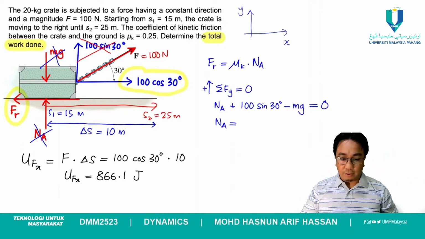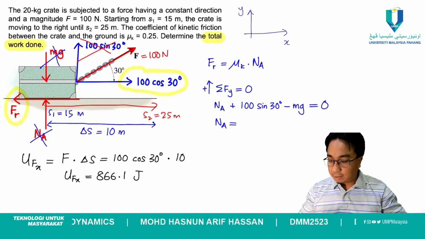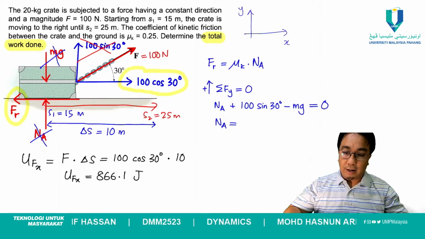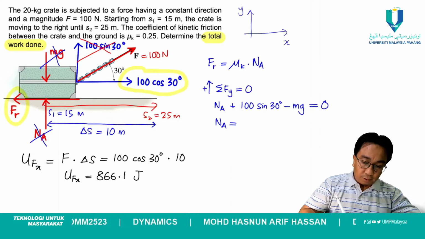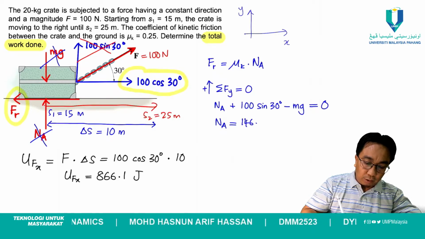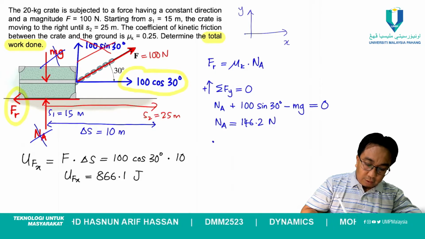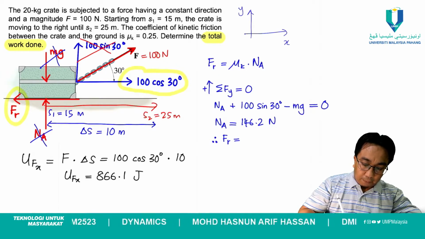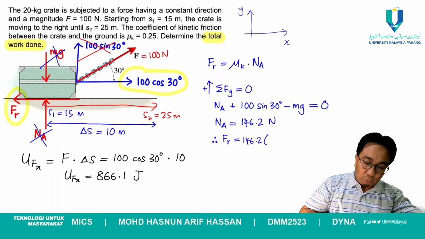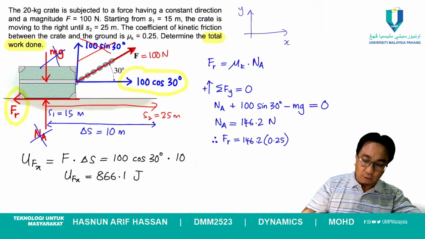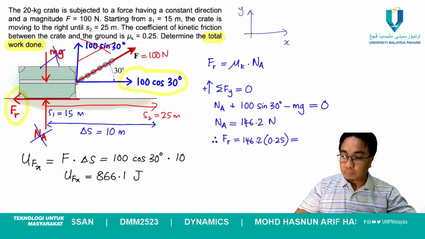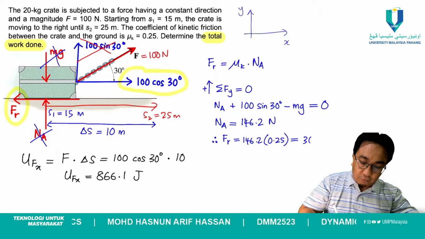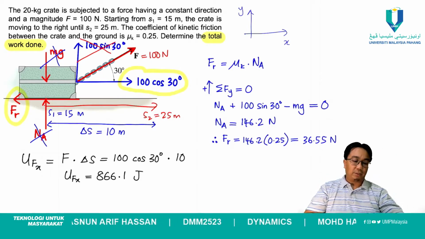Has anyone calculated? What do you have? mg is 20 times 9.81 minus 100 sine 30. You get 146.2. So NA is 146.2 Newton. Therefore, the friction force is 146.2 times 0.25, which is equal to 36.55 Newton. This is the friction force.